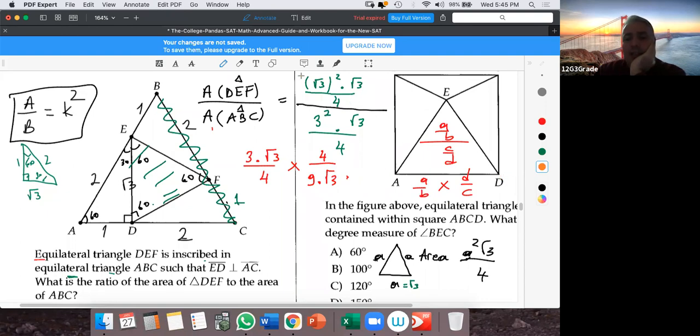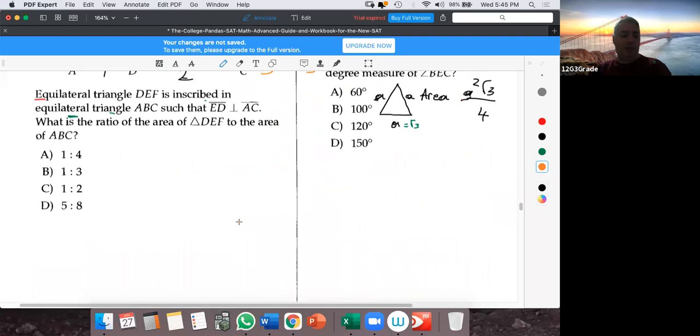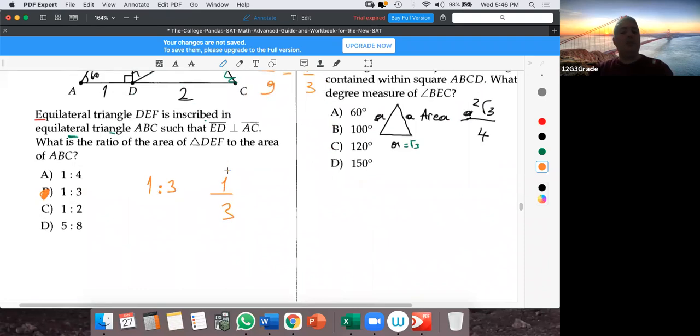Is this okay or not? A over B, C over D. So 4, root 3, simplify, result is 3 over 9. What is 3 over 9? 1 over 3. Yeah, the answer is 1 over 3. This notation you know, 1 over 3. So we solved the question.